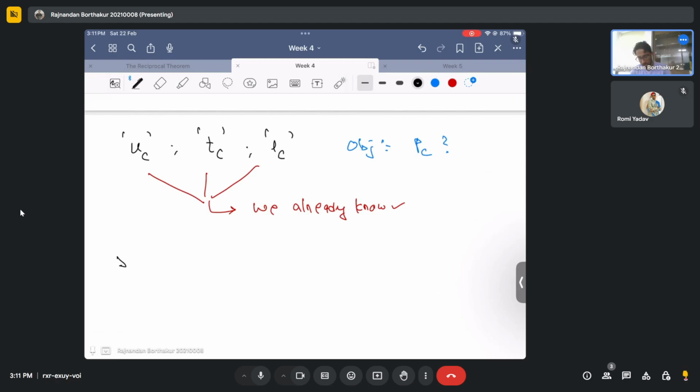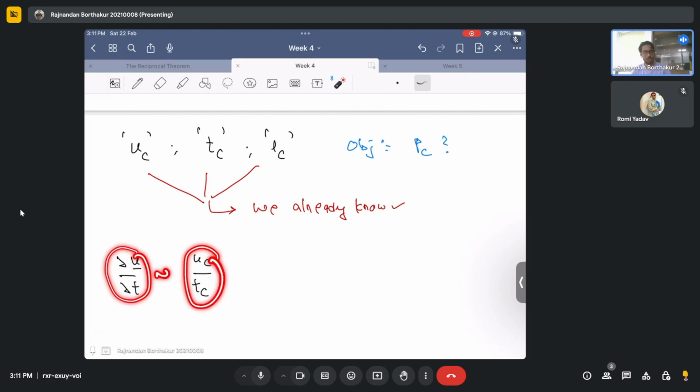So what we'll do is, this del u bar by del t, I can write that this term will scale as, I hope you know this symbol. This tells that this term is of the order of the scales of the velocity and the time. So del u by del t will essentially scale as uc by tc. I hope this is clear. So just for a recapitulation, this means that this del u by del t is of the order of uc by tc.